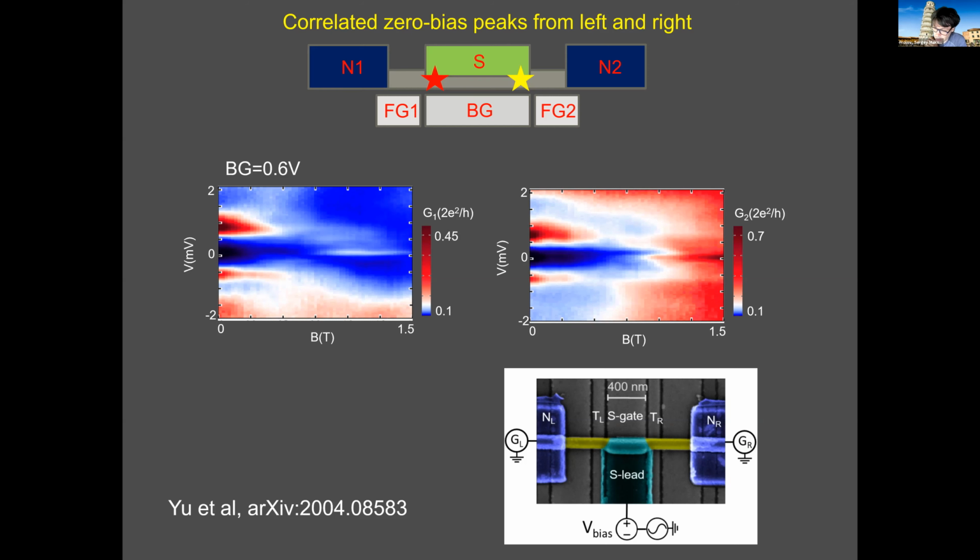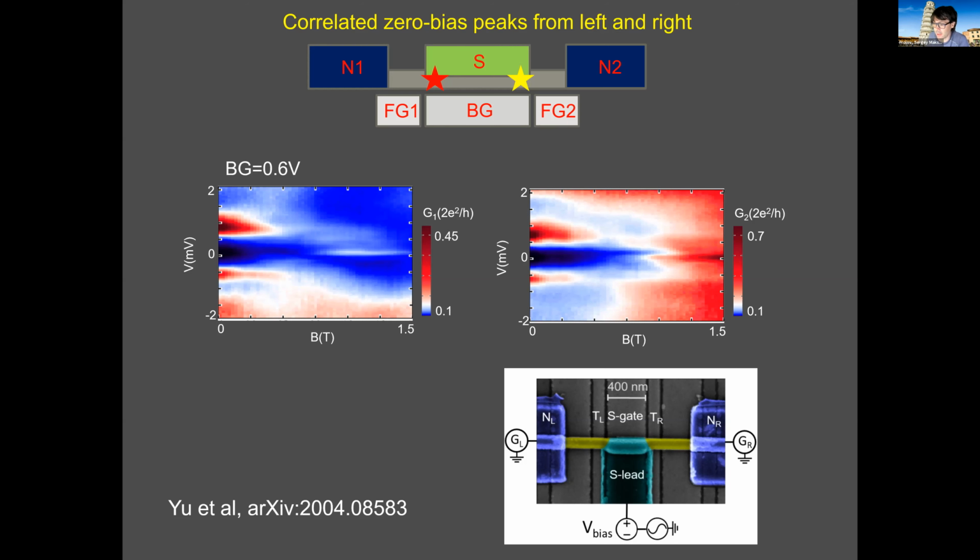Yes, so Kirill writes that these peaks are really at 0, there may be some instrumental offset, but he also says the height is not 2e squared over h. Yes, that's right. In this regime, it's not 2e squared over h. So obviously, we still have some work to do. We need to have 2e squared over h peaks on 2 sides, but already correlated peaks is something.